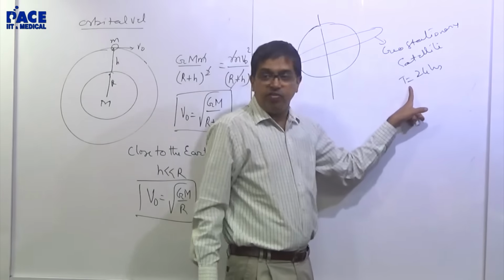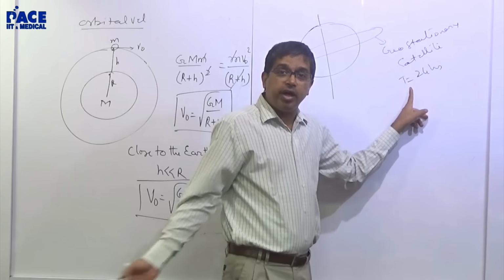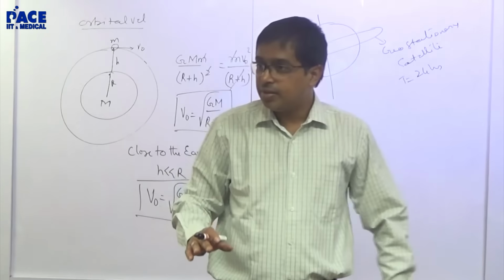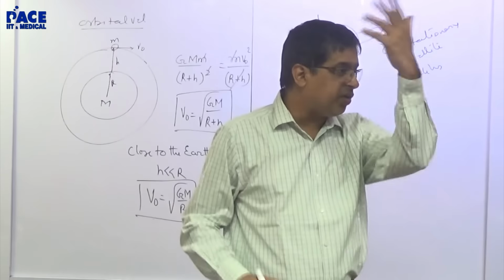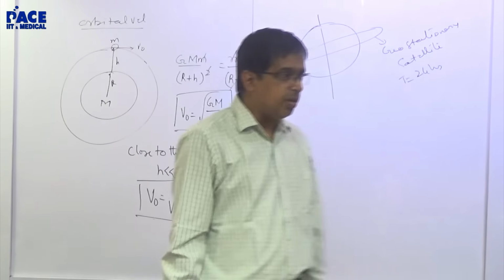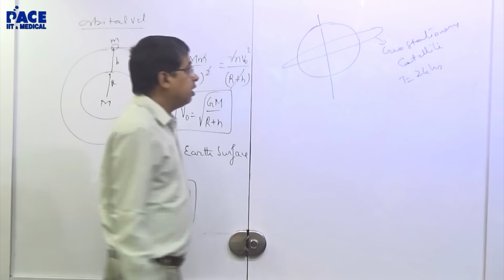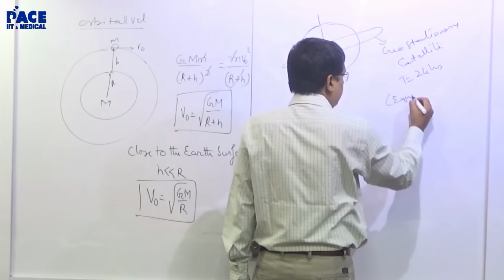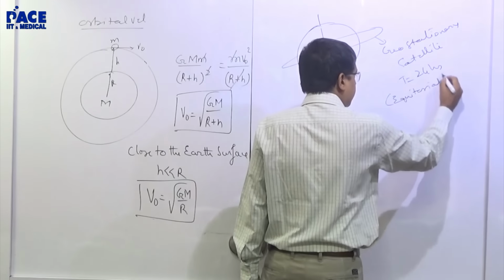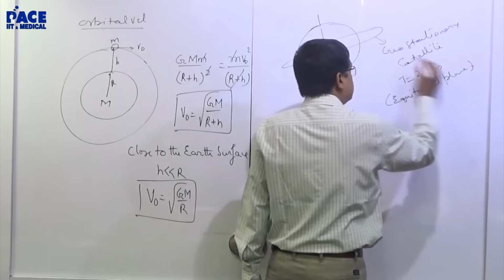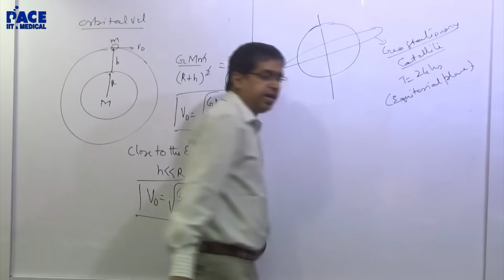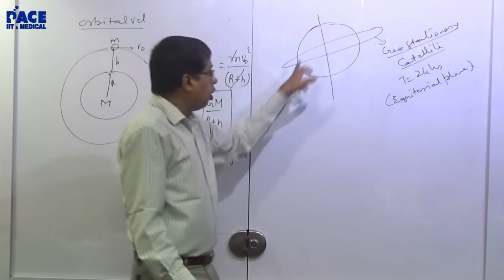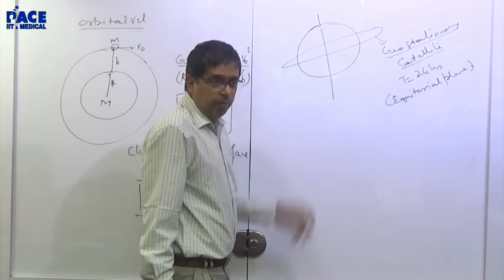Time period will be 24 hours and it should be rotating in the direction of Earth. If it is rotating opposite to the direction of Earth, it will never be above me. Only 2 times it will be above me. To add to that, it should be in the equatorial plane. Geostationary satellite implies the orbit should be in the equatorial plane.